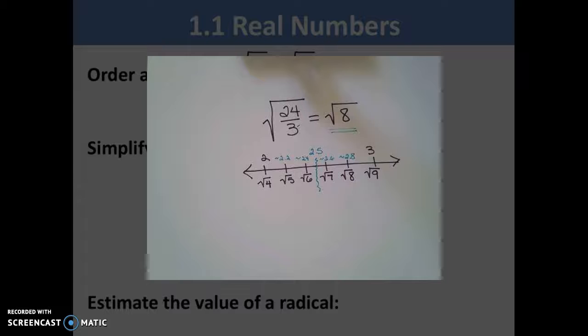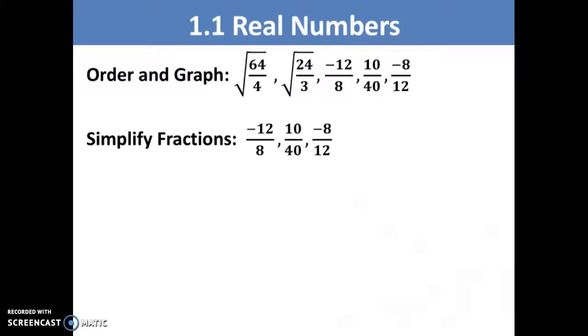Now let's move on. The next 3 numbers we have to simplify are fractions, negative 12/8, 10 over 40, and negative 8 over 12. In order to simplify these fractions, we just do basic math that we already know. So negative 12 over 8, we know we can reduce them both by 2 because they're even. We could also reduce them by 4.